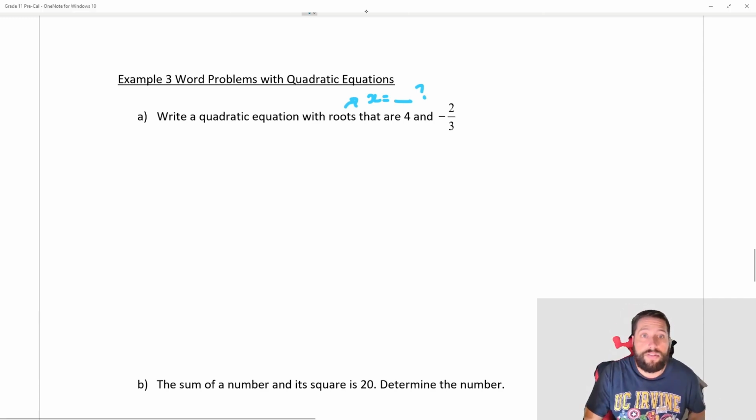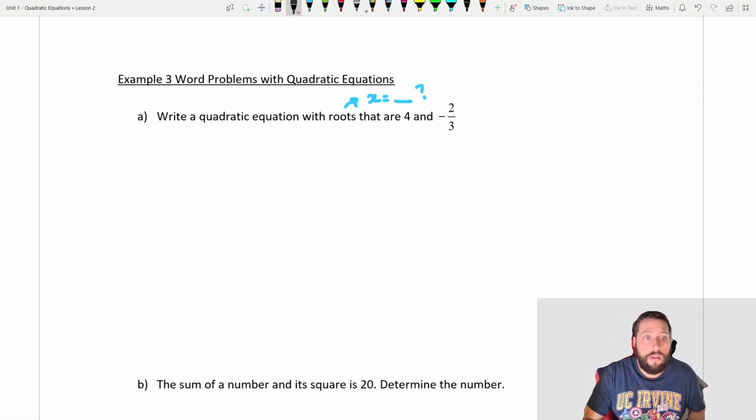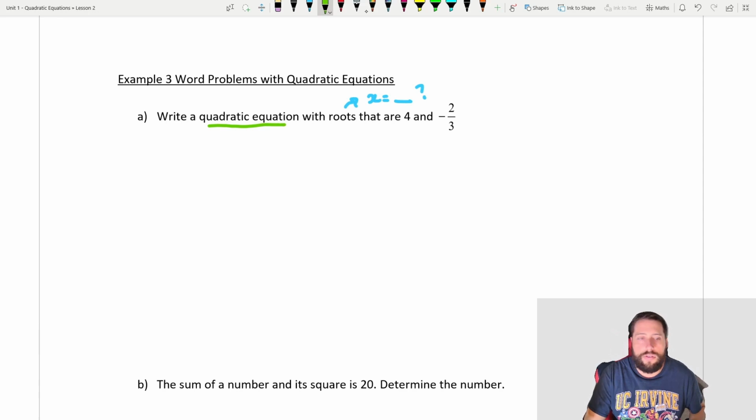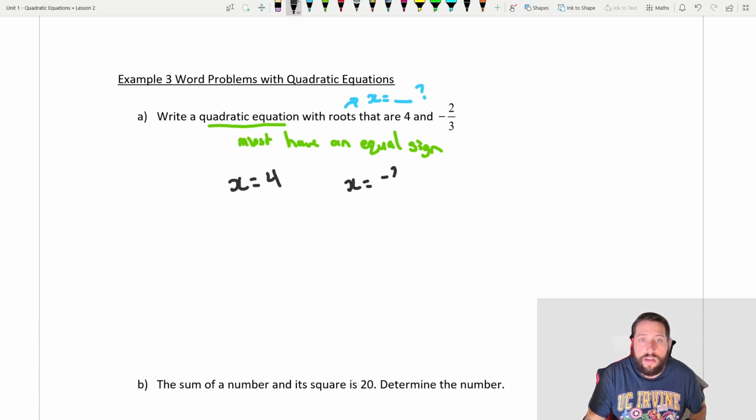Okay, let's get started. All right, we have to create this equation. So the roots are x is equal to 4 and x is equal to negative 2/3. Okay, so a quadratic equation. Again, this has to equal something, so this must have an equal sign. All right. So that means that x must equal 4 and x must equal negative 2 over 3.